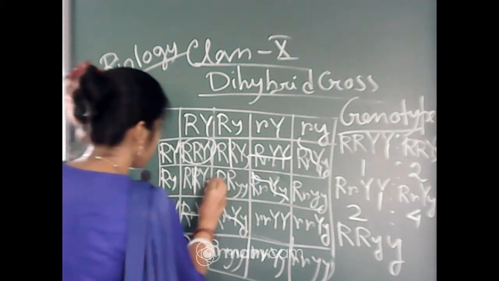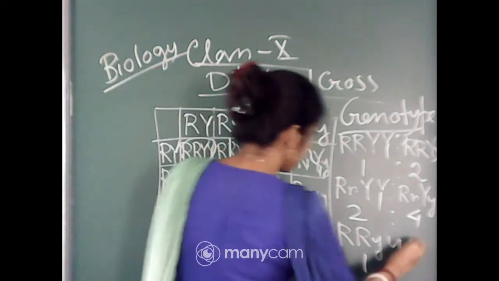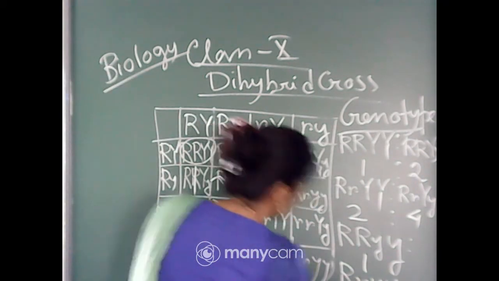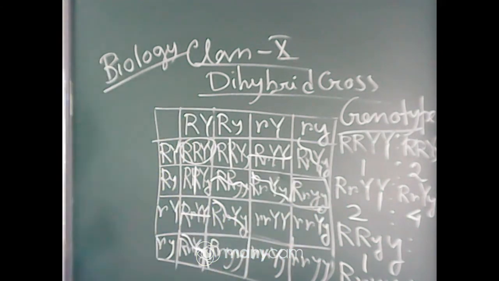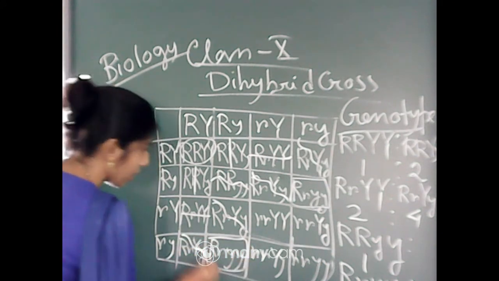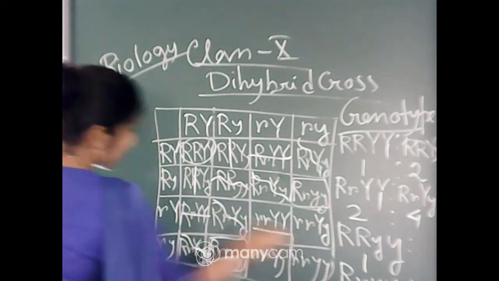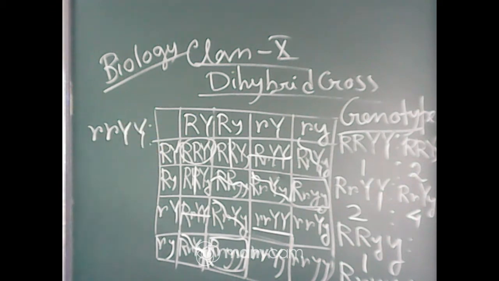Okay, let me check. This one. Yes, right, 1. Next, capital R small r, small y small y. Tell me the number for this one. 2. Okay, so we have got 2. Next, I am writing here. Next one is this, small r small r, capital Y capital Y. Number? Yes, very good.